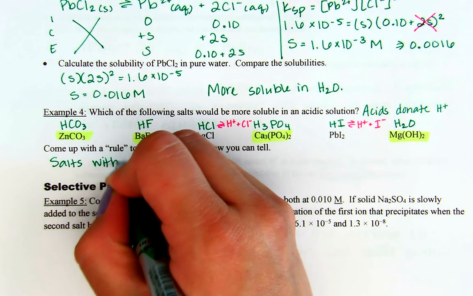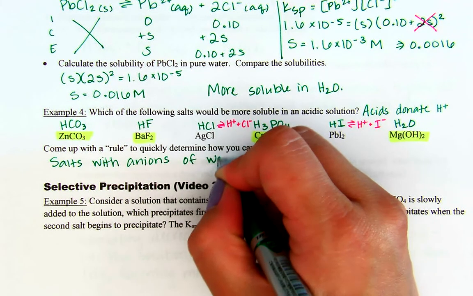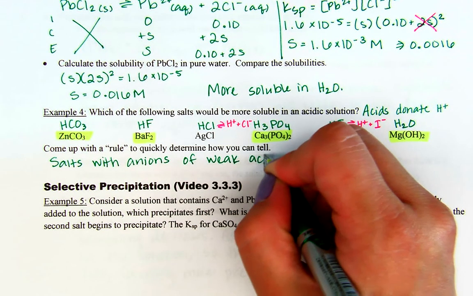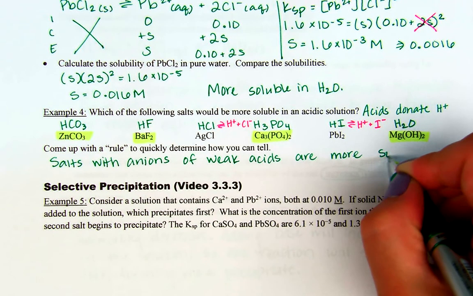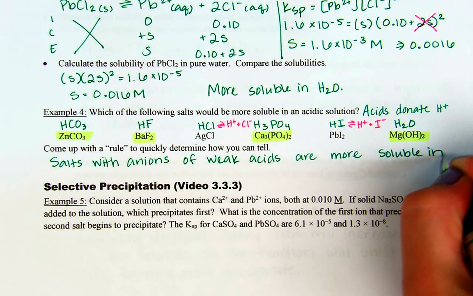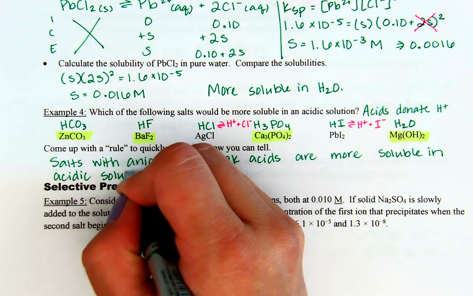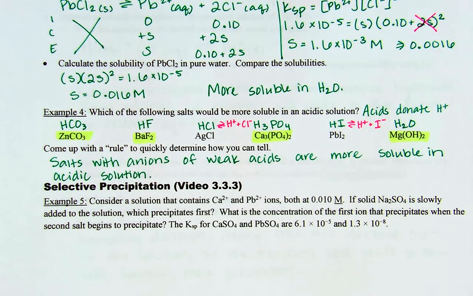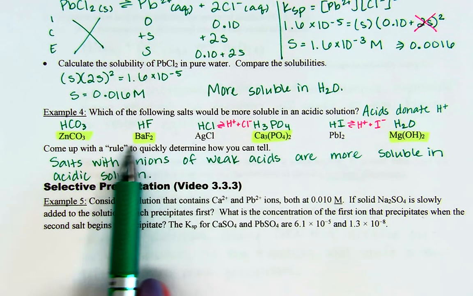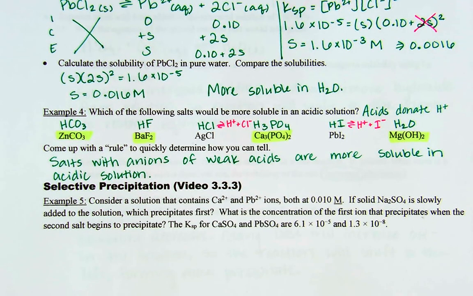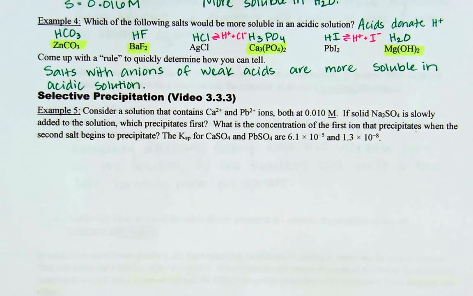Salts with anions of weak acid are more soluble in acidic solution. Okay, so that's our rule that we came up with after figuring out why that is the case up here. Okay, next time we'll look at selective precipitation, but that is it for video 3.3.2.